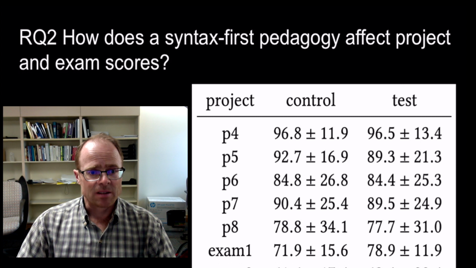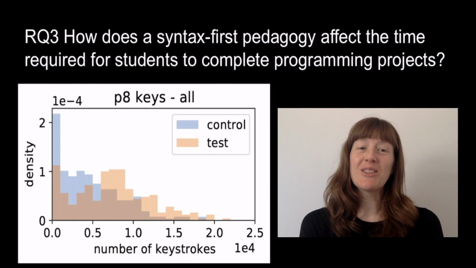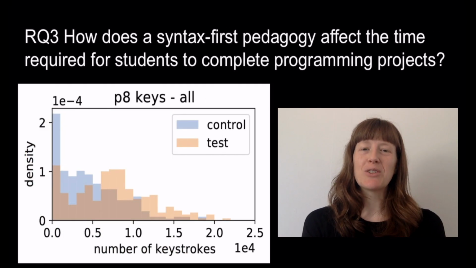And not by a little. The average score on Exam 1 went up by 7% when students had syntax exercises. This is a bit of a puzzle, and we'll talk about what might have happened in a minute. Research question 3. How does a syntax-first pedagogy affect the time required for students to complete programming projects?